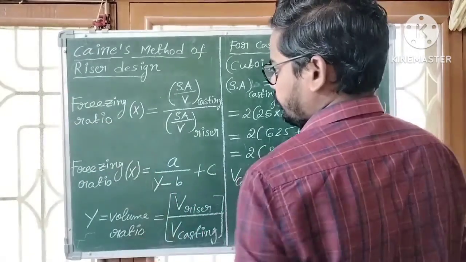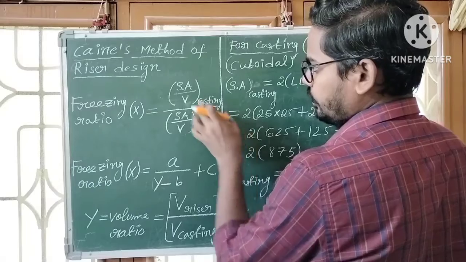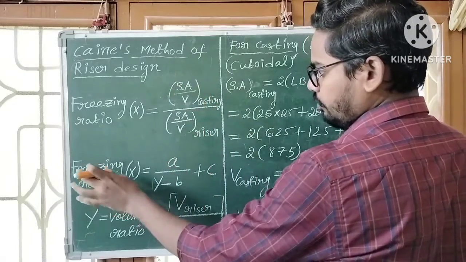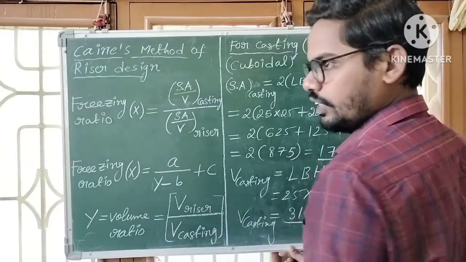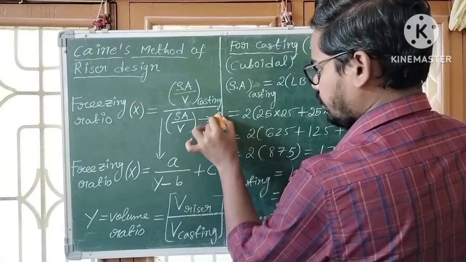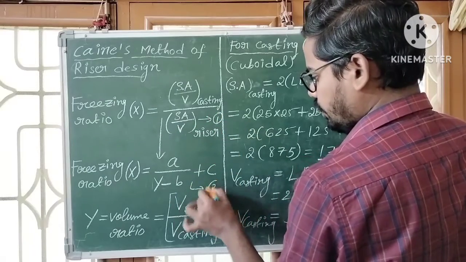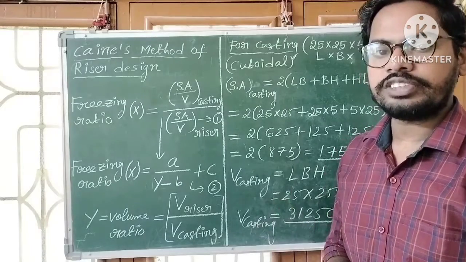First we have freezing ratio is equal to this formula, and second formula, freezing ratio is equal to this formula. So these two are equal. Okay, both are freezing ratios. So by equating equation 1 and equation 2, we can find diameter of cylindrical riser.